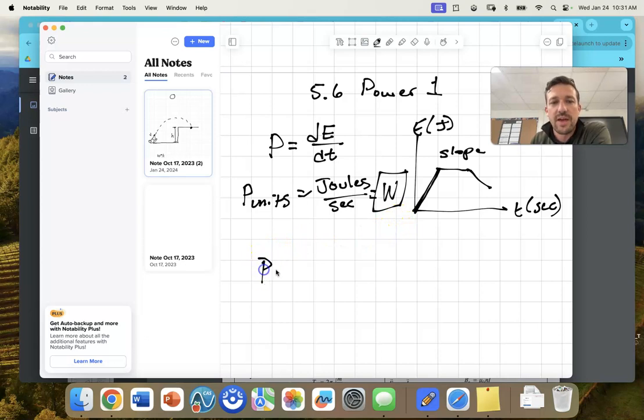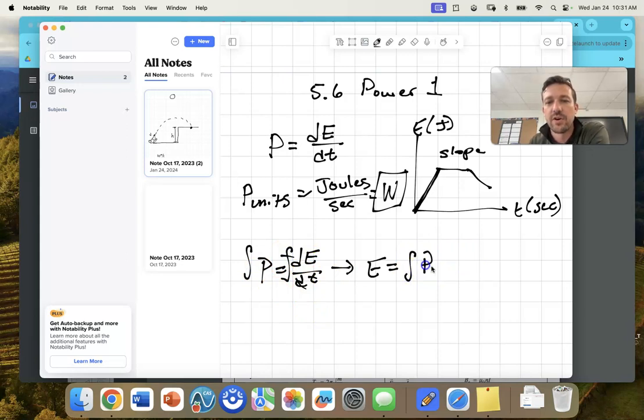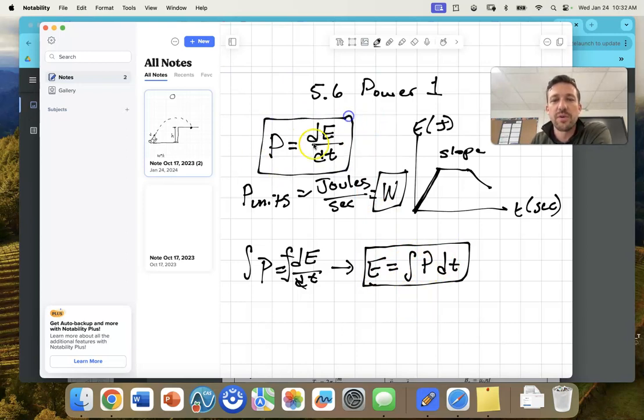You know that the derivative of energy with respect to time is power. So if you reverse engineer this, to get rid of the derivative you need to integrate. If you integrate both sides, that cancels out the derivatives, leaving energy equal to the integral of power with respect to time.